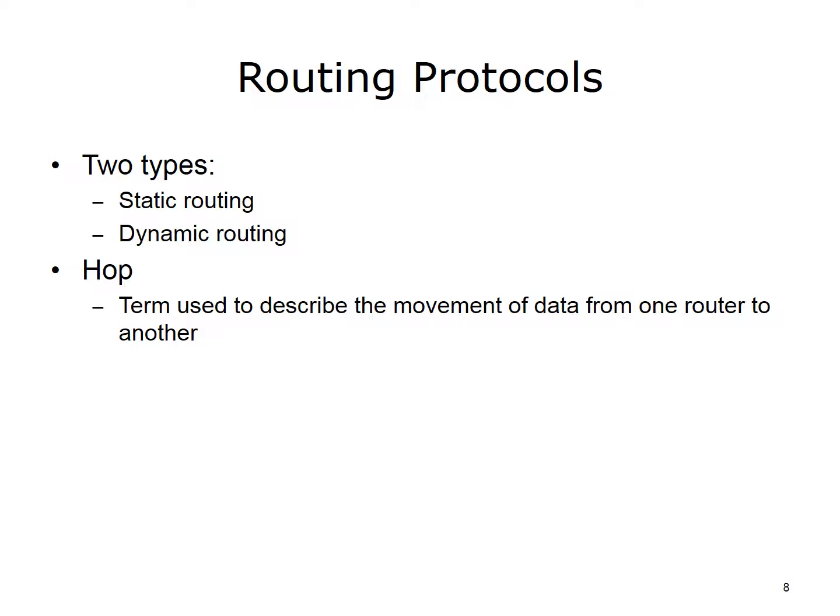A hop is a term used to describe the movement of data from one router to another. For example, if a packet travels across 3 routers from its source to its destination, it is said to have taken 3 hops.